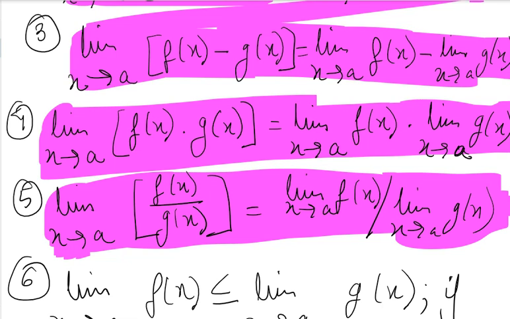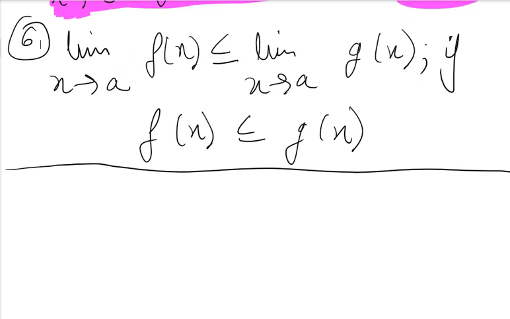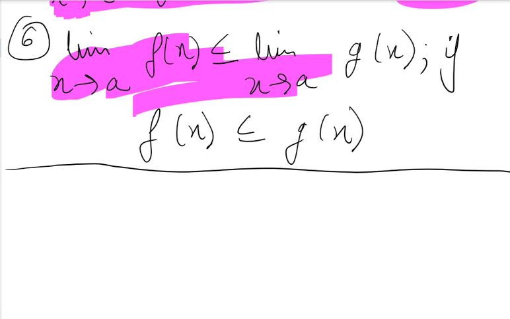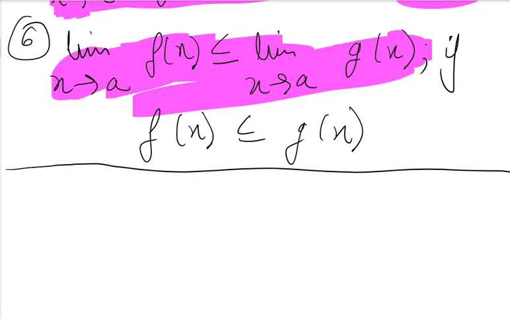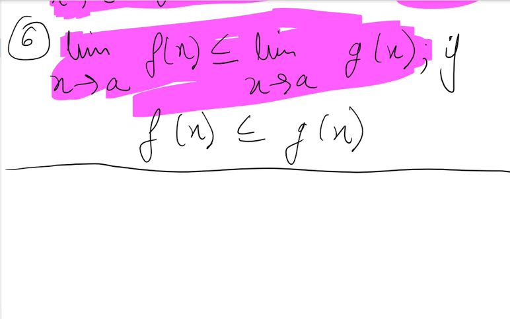In the sixth one, what is happening? The limit of one function will be less than or equal to the limit of the other, and that will only happen if one function is less than or equal to the other. This condition is only applicable when this condition is satisfied.